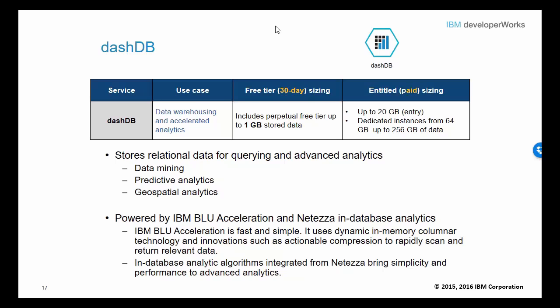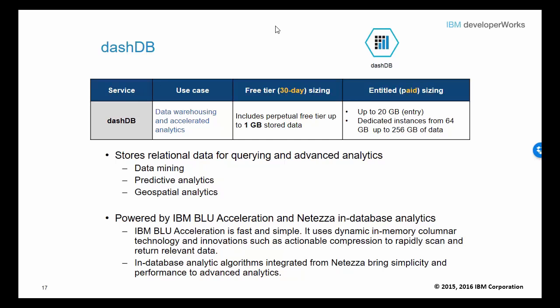dashDB is a relational database, and it stores relational data in a format that's optimized for doing complex queries, including data mining, predictive analytics, and geospatial analytics. Under the covers, it's powered by DB2 with Blue acceleration and some in-database analytics that were initially developed for the Netezza database appliance. It's an example of an in-memory columnar database, and it does things like compress the data to allow more of it to fit in memory, and more importantly, it's blazingly fast on very complex queries, especially those that involve a lot of aggregation.